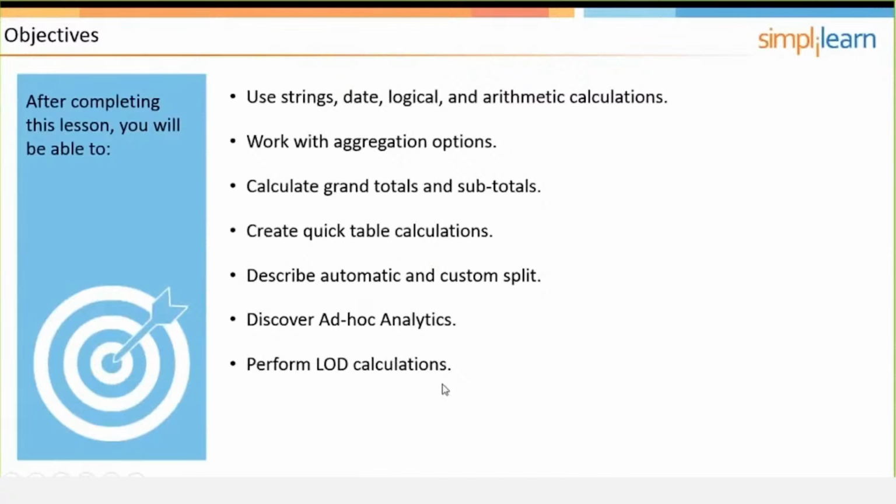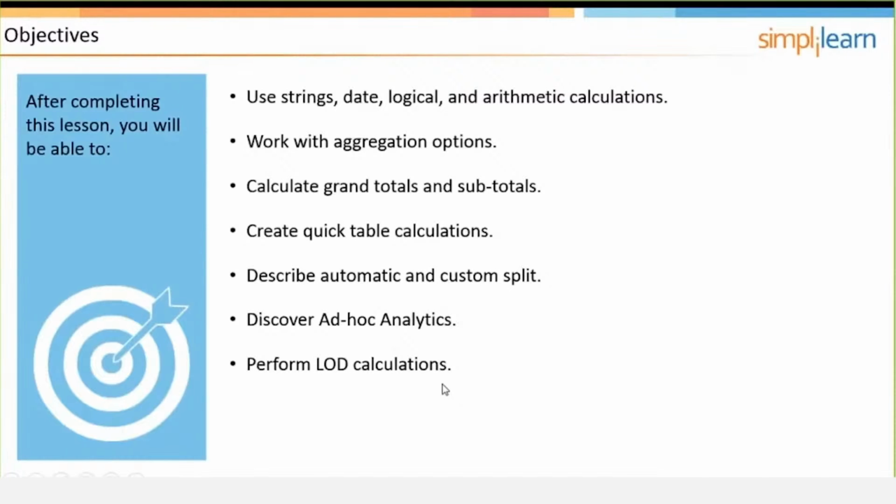Alright, so let's begin with the very first topic: how you can work with string, date, logical and arithmetic calculations, wherein you can create a completely new field which is not present as part of your underlying data. You can create that using a specific formula. There are functions and operators provided. So you can use a string, a date, logical operators or arithmetic calculations, and based on that you can apply certain functions and operators and finally create a calculation. So you can create these 4 kinds of calculations: the arithmetic, date, string, and logical ones.